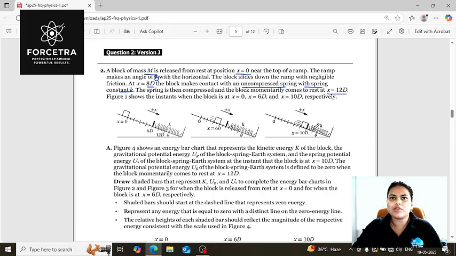So the velocity of the block is 0 at full compression, where the compression would be x max. So x max in this case, or the amplitude, is 12d minus 8d, which is 4d.